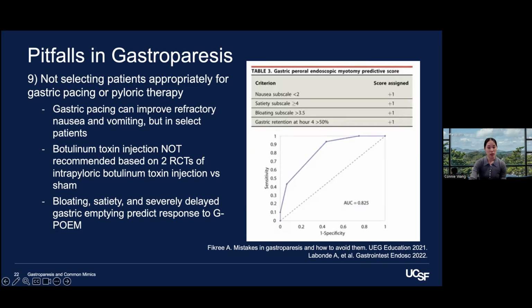There was a study done in 2022 that developed what they call the GPOM predictive score. It is based on subscales of the GCSI, as well as the severity of retention on gastric emptying scintigraphy. They assigned a score based on these different scales, and found that patients who had a score of 2 or higher were much more likely to have a positive response to GPOM, 80%, versus patients who had a score of 0 or 1, who were only likely to have an 18% improvement in their symptoms after GPOM.